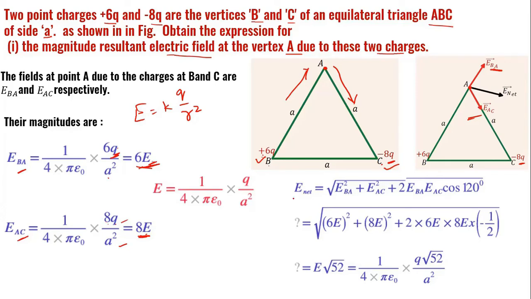Now let us see what the net electric field will be. The net electric field at this point is found by adding vectorially. So what is the vector addition of EBA and EAC? It will be the square root of EBA square plus EAC square plus twice EBA EAC cos 120 degrees. Now let us put in the values 6E, 8E, and cos 120 degrees is minus 1 by 2. On solving, we get E net equals E root 52, and now we put the value of E as 1 upon 4 pi epsilon naught, Q by A square. So this complete expression becomes the magnitude of the net electric field at the vertex of an equilateral triangle.